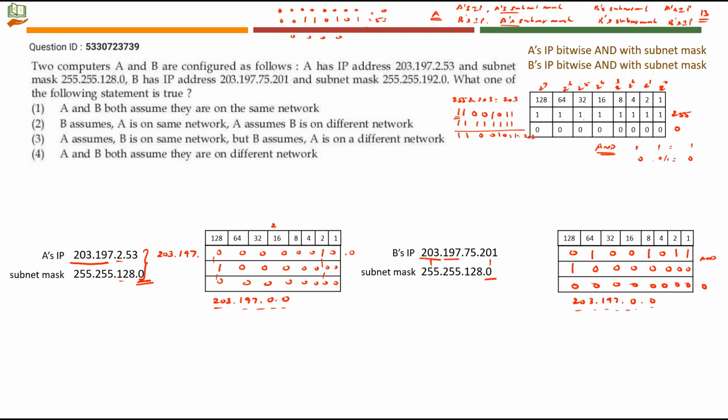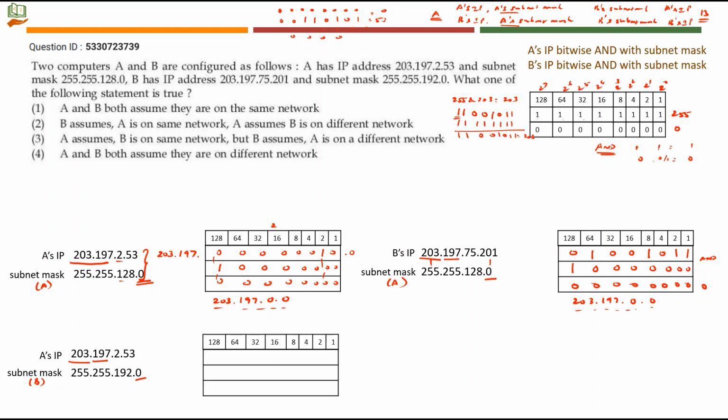Now we have to find from the perspective of B. So here we are taking the subnet mask of B. So this is the subnet mask of A. Now we have to manipulate it again. 255 and 203 will give you 203. 255 and 197 will give you 197. 0 and 53 will give you 0 only. Now we have to calculate for 2 and 192. So 2 in the sense only this bit will be 1. The remaining bits are marked as 0.